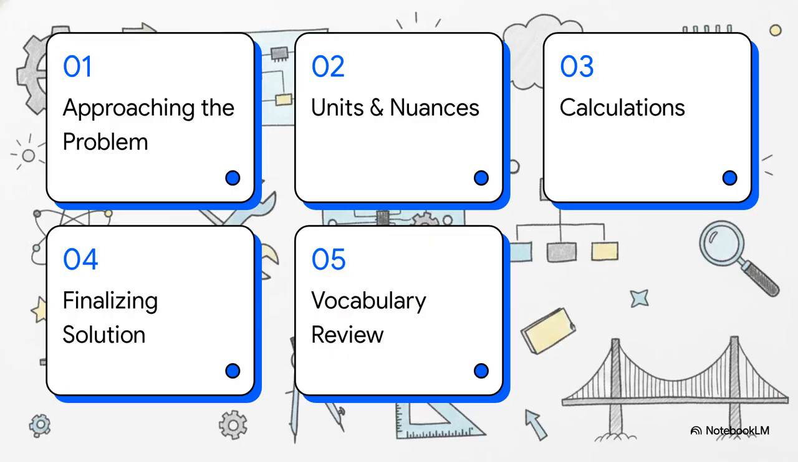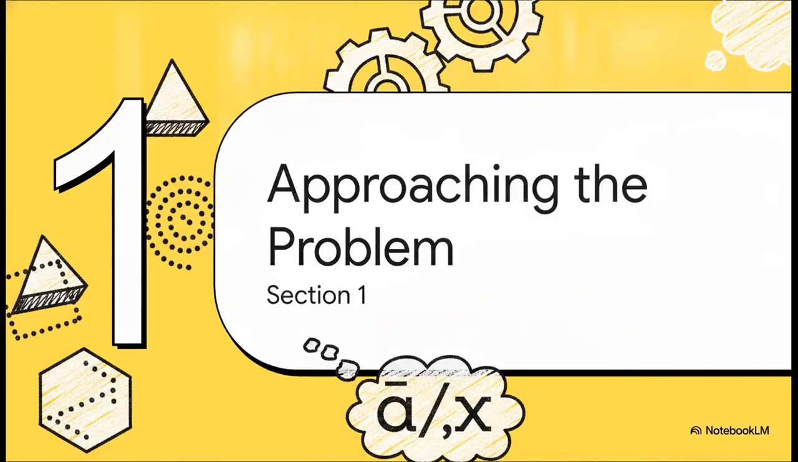Here's our game plan for today. We'll start by approaching the engineering problem, then we'll dive into units, scales, and nuances. After that, we'll hit calculations and successive approximations, finalize our solution, and then wrap the whole thing up with a complete vocabulary review. All right, let's jump right into section 1, approaching the engineering problem.